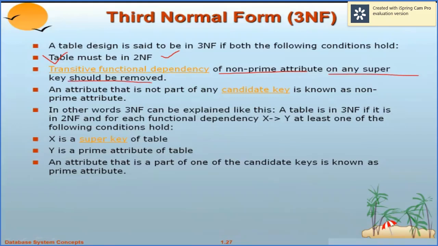Transitive functional dependency means, as you just studied, A tends to B, B tends to C. In that case, A tends to C. So that means it is creating an indirect relationship between A and C. This kind of indirect functional dependency should be overcome. Let's proceed with an example.